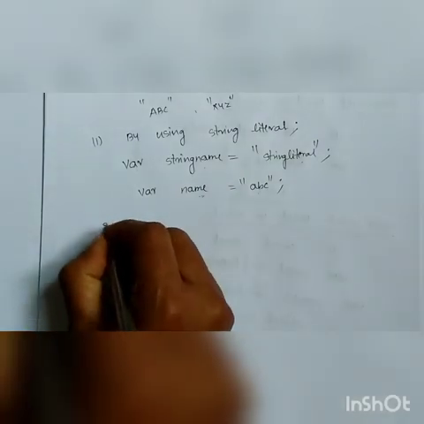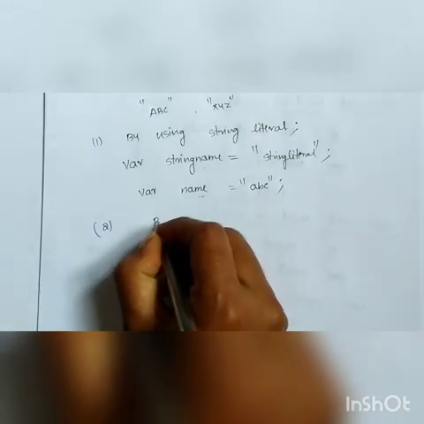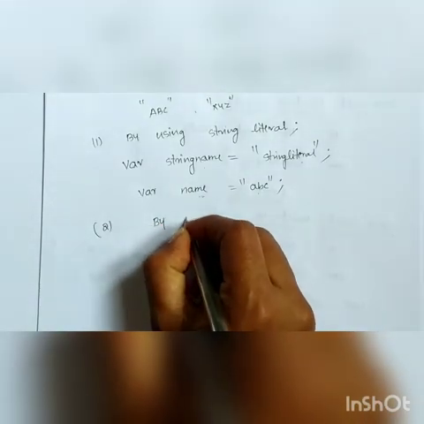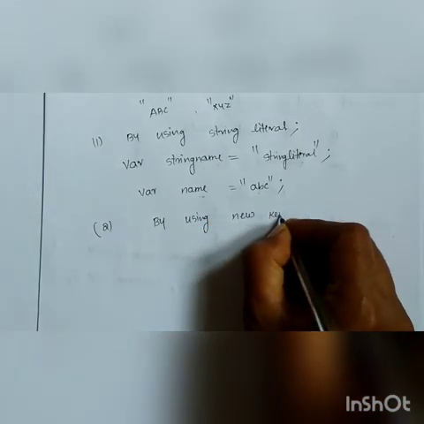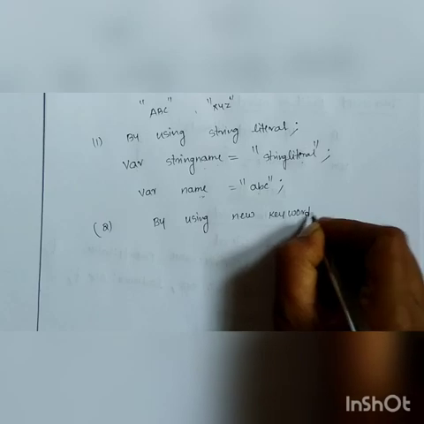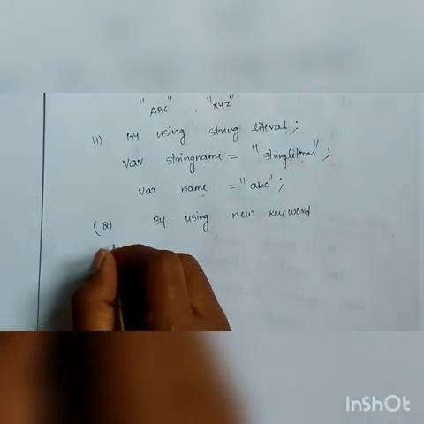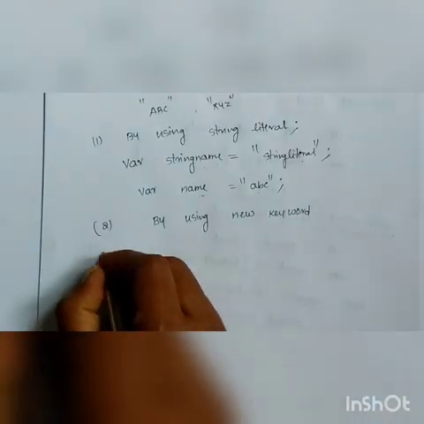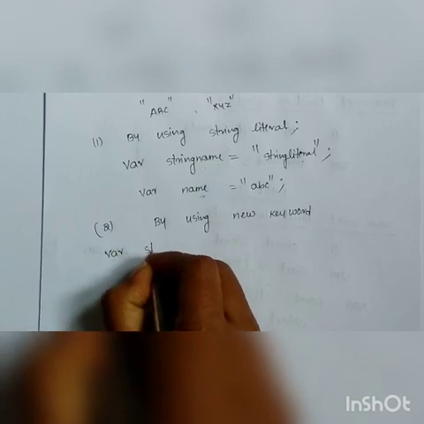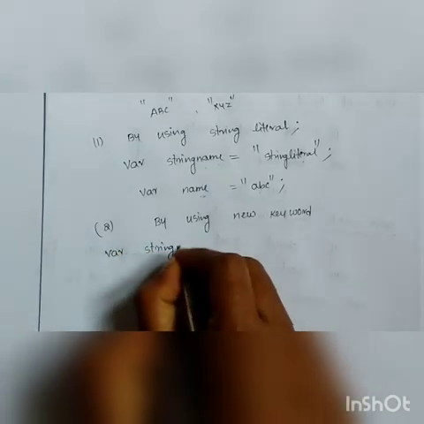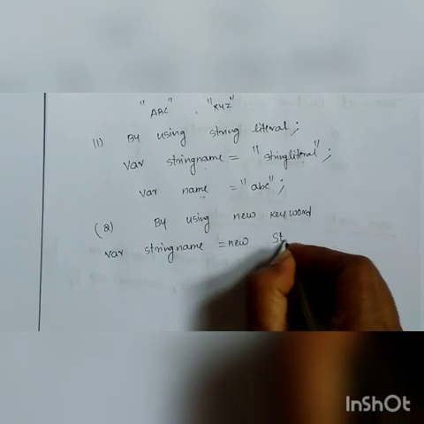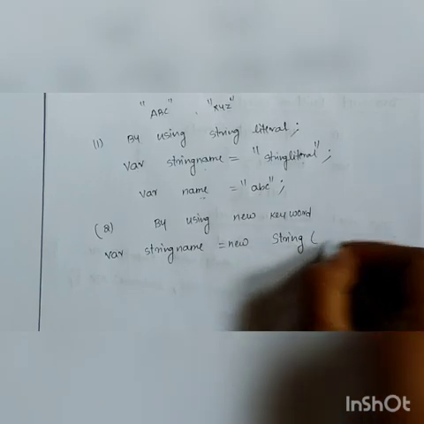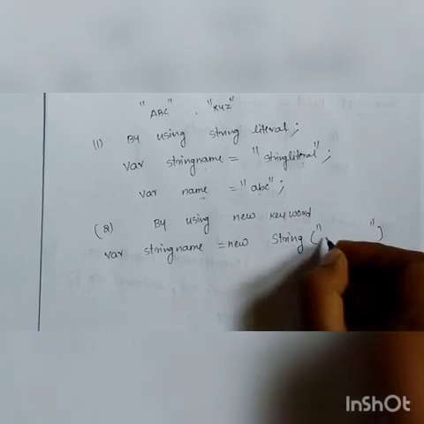The second method is by using the new keyword. By using the new keyword also we can create the string object. What is the syntax for using the new keyword? The syntax is var string name is equal to new, the class name is String, and in double quotes the string literal.